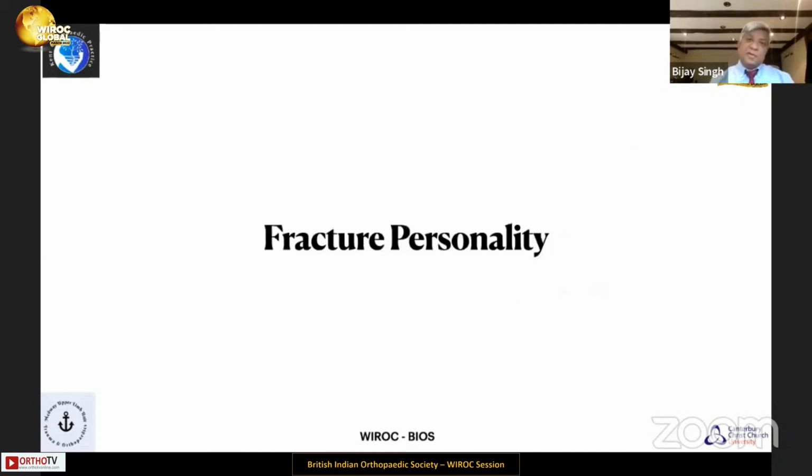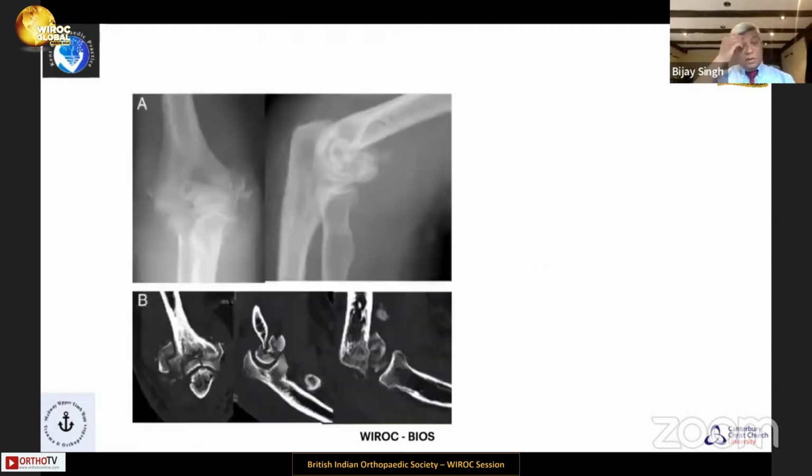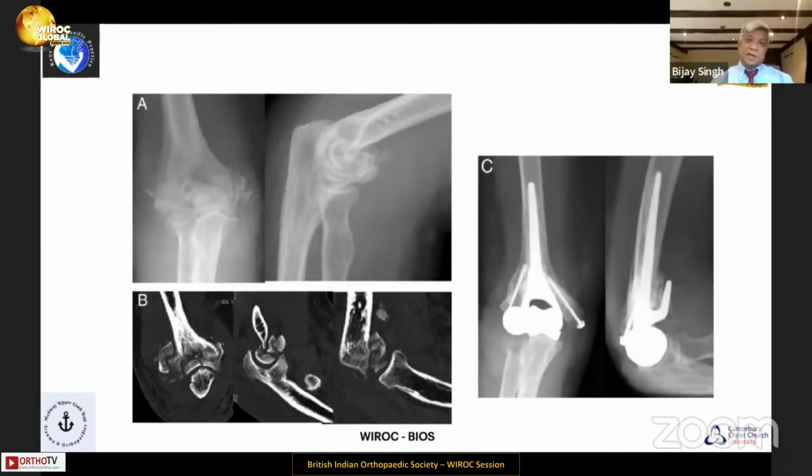So the outcomes, or the management, depend on 3 factors. First is the fracture personality. This is an example of an elderly patient, low demand, with a very low fracture, highly comminuted, and these can be dealt with humeral head replacement, which Rajesh is going to talk about in more detail.